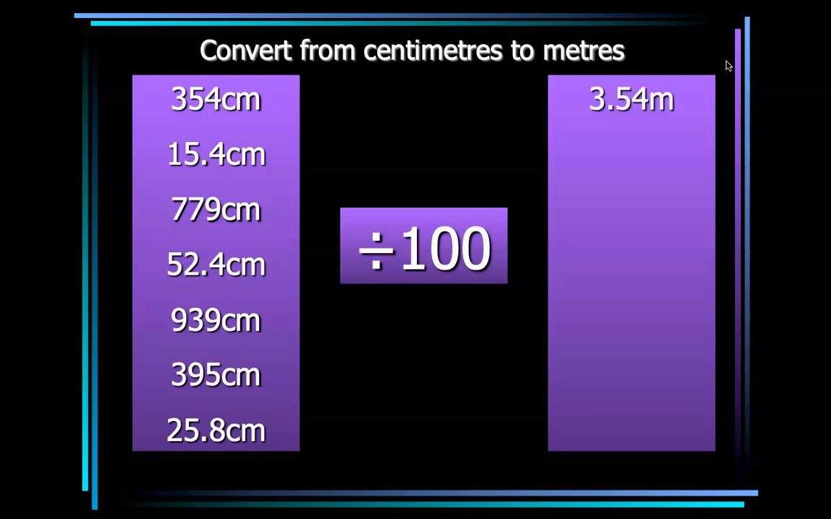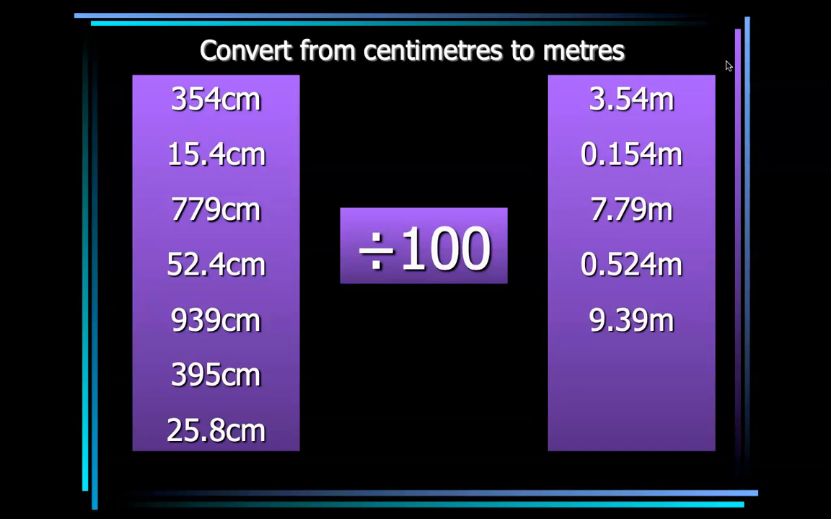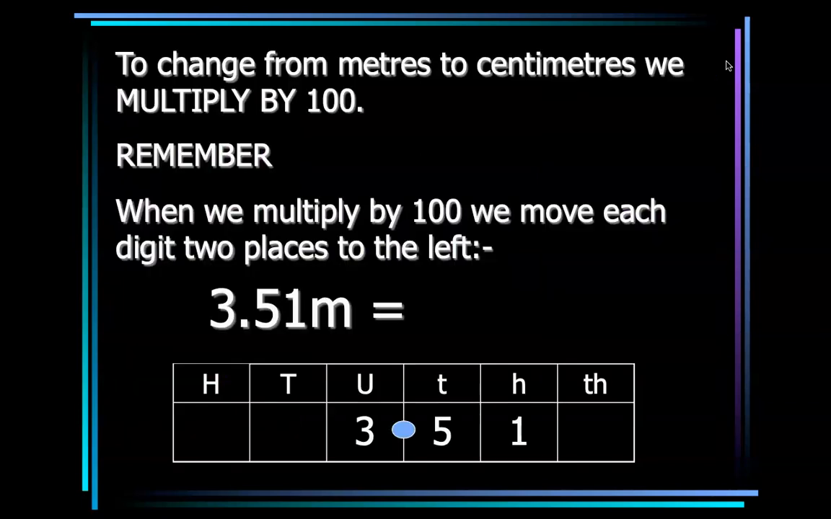So there's 354 centimeters in meters. In the next one, 15.4 centimeters, 0.154 meters. And I'll just put these on the screen. I don't think I need to read them to you. I'm sure you guys can read off the screen comfortably. And just make sure that you recognize that each number from centimeters is getting 2 places smaller because we're dividing by 100. Okay, so now we want to go the other way.